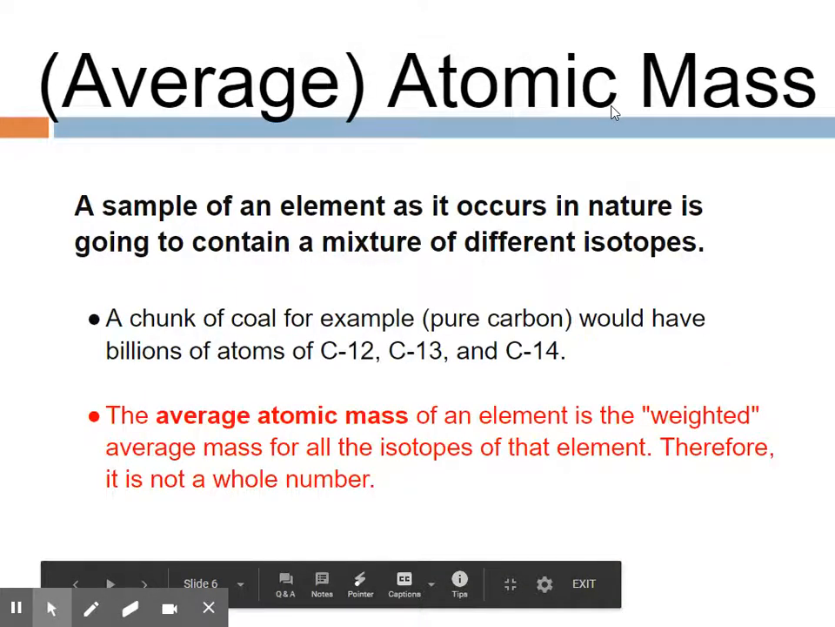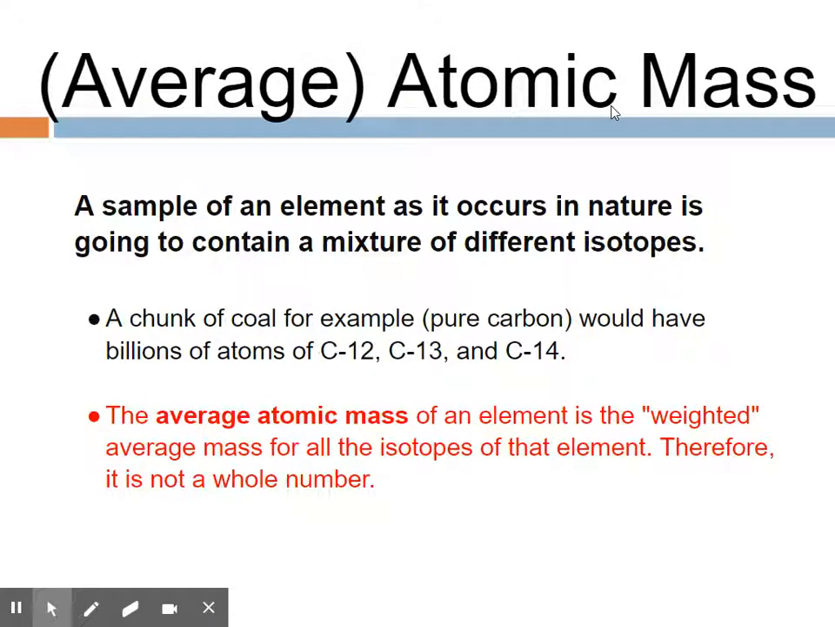All right. The next thing I wanted to talk about was average atomic mass. So we just talked about isotopes and the idea that you have different versions of the same element. Well, the average atomic mass is the way we calculate based on all of the different versions that are out there. So if you have a chunk of coal made of carbon, it would have lots and lots of atoms of carbon 12, carbon 13, and carbon 14. Those are the most common versions.